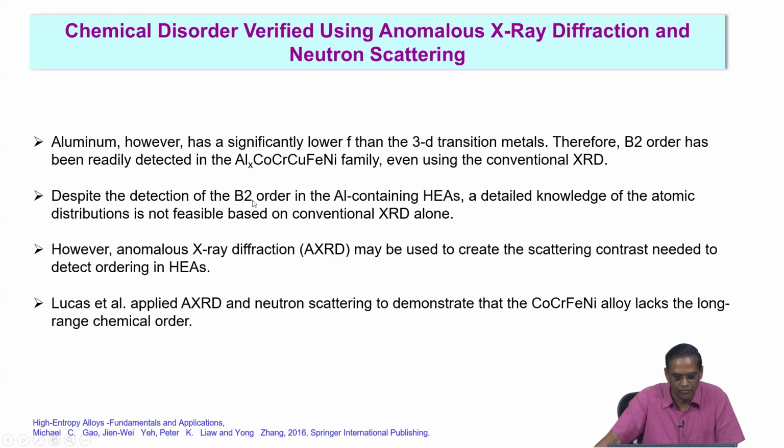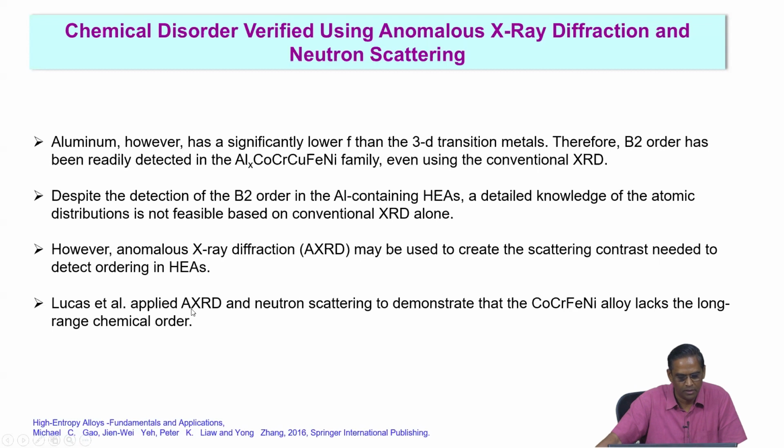Despite the detection of B2 order in aluminum-containing high entropy alloys, a detailed knowledge of the atomic distribution is not feasible based on conventional XRD data. So, people use something called anomalous X-ray diffraction. It may be used to create the scattering contrast needed to detect ordering in high entropy alloys. What is this anomalous X-ray diffraction?